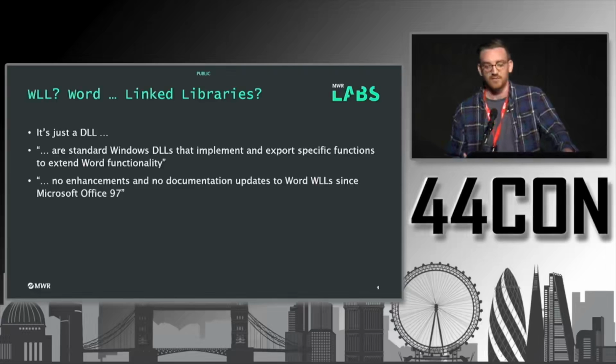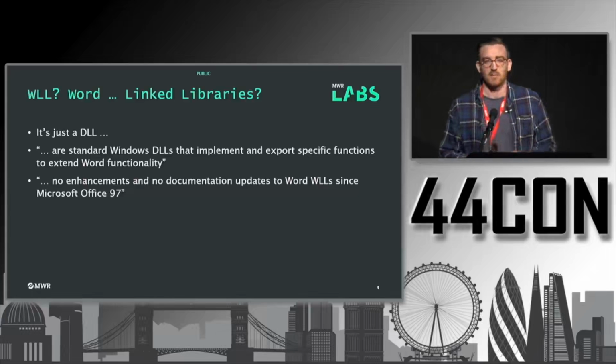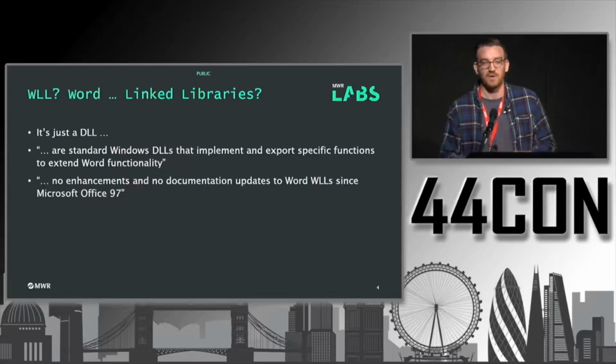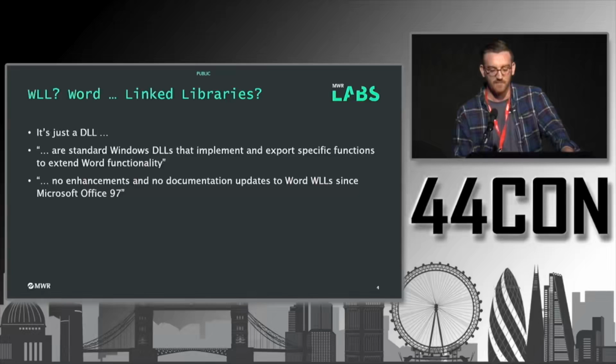So how do we use these for persistence? If we don't know what functions need to be exported, it turns out that it doesn't really matter. You can literally just create a DLL and have code in the DLL main function that gets executed when it gets loaded, and then rename that DLL to a WLL, drop it into the Word startup location, and then Microsoft Word will arbitrarily load it at runtime.